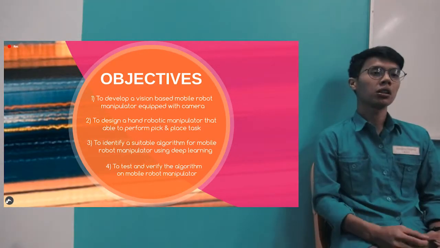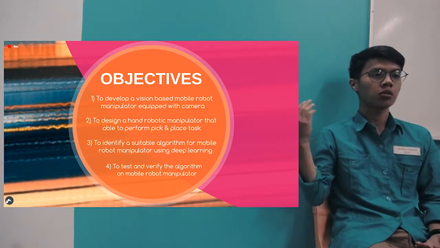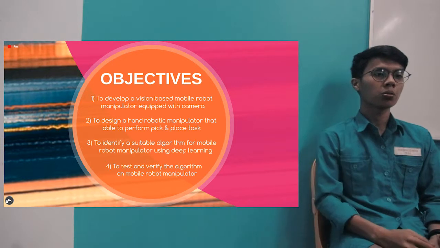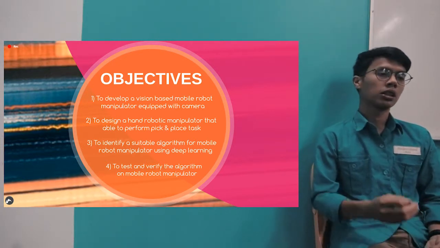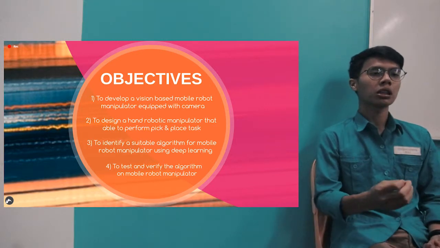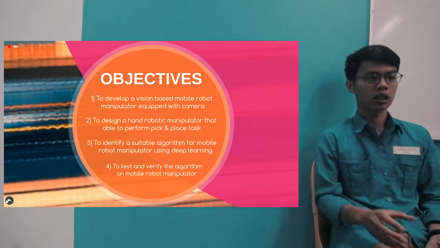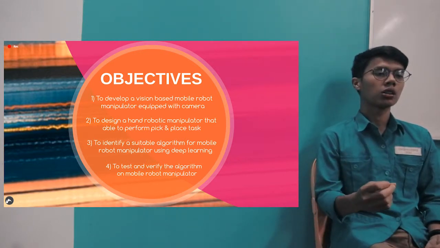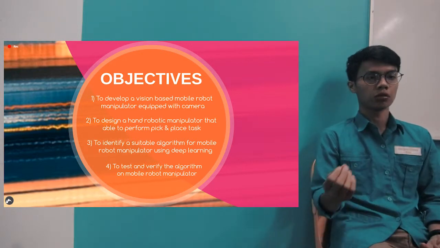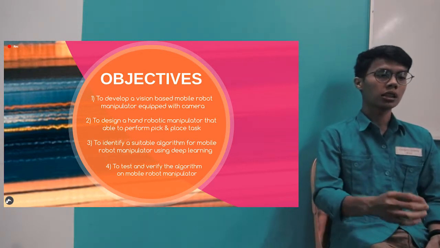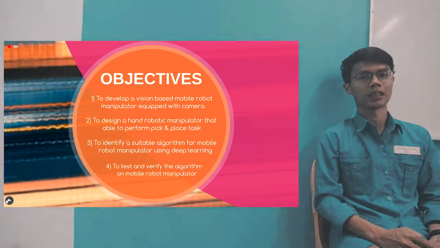Let us proceed with the objectives of this project. As you can see here, the first one is to develop a vision-based mobile robot manipulator equipped with a camera. The second one is to design a hand robotic manipulator that is able to perform pick and place tasks. The third one is to identify a suitable algorithm for the mobile robot manipulator using deep learning features. And the last one is to test and verify the algorithm on the mobile robot manipulator.